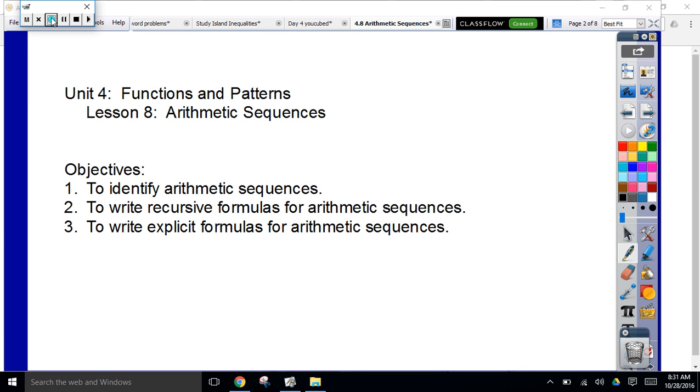Okay, so today's lesson is about arithmetic sequences. We're going to learn to identify what an arithmetic sequence looks like. We're going to talk about writing recursive formulas. The word recursive means backwards, so we'll talk about that, and also explicit formulas.